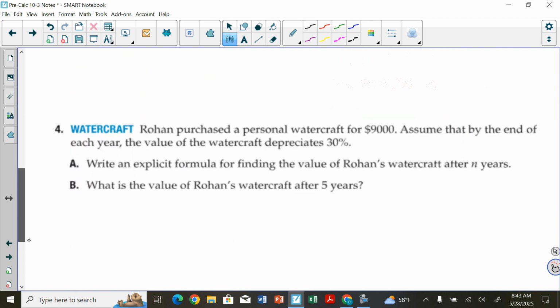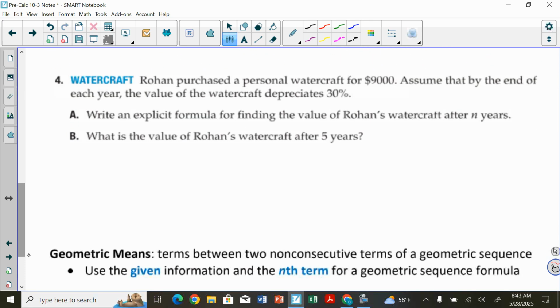All right, let's talk about this watercraft. Now, a little bit different example here. In this case, Rohan purchased a personal watercraft for $9,000. Assume that by the end of each year, the value of the watercraft depreciates by 0.30. Okay, so one thing we have to think about with these types of problems is that we have to adjust the formula because now we're not really given an A sub 1. Instead, this is going to be the value of A sub 0. Okay? Because we don't have a 1.